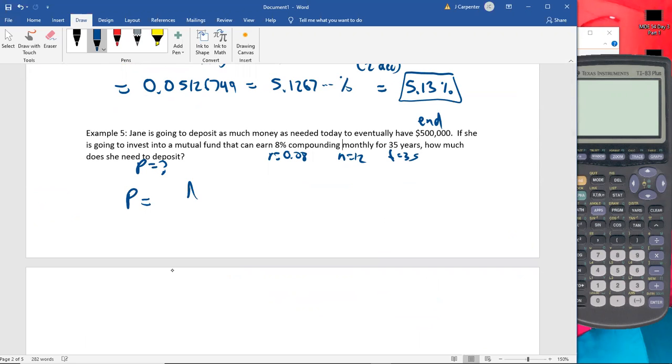P equals A over parentheses 1 plus R over N raised to the NT. So this would be 500. Oh, that's right. I said I was going to give you a minute or two. Try it out. See what you can get. When you get your answer and ask yourself if it makes sense, it should be less than 500,000.